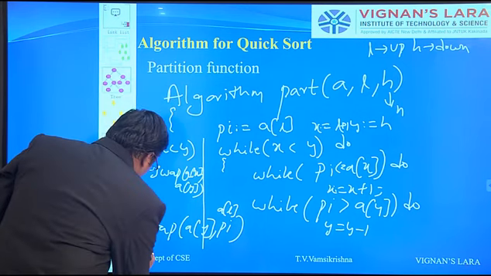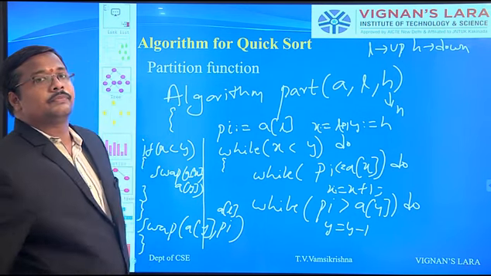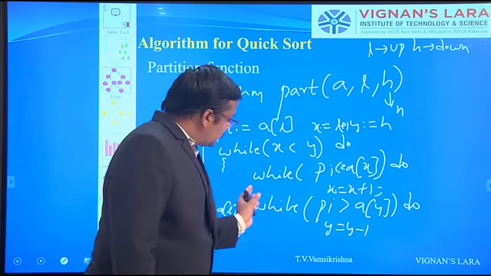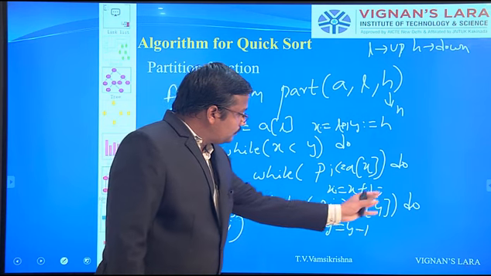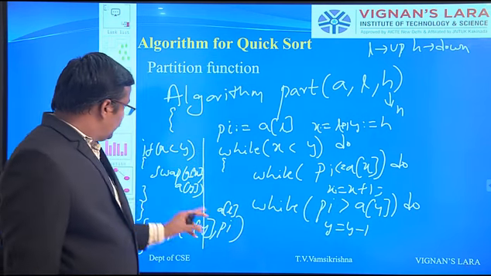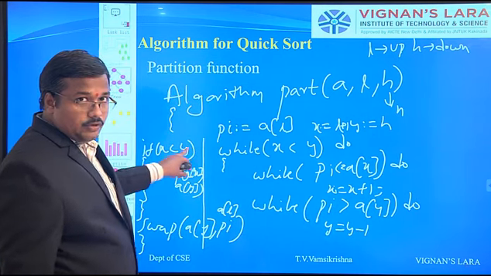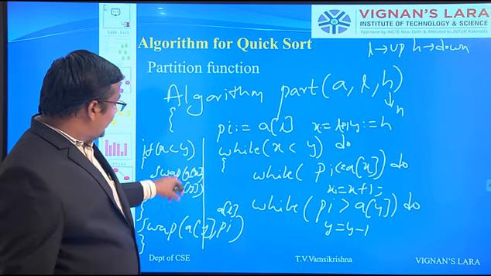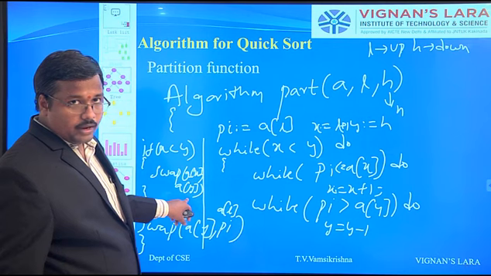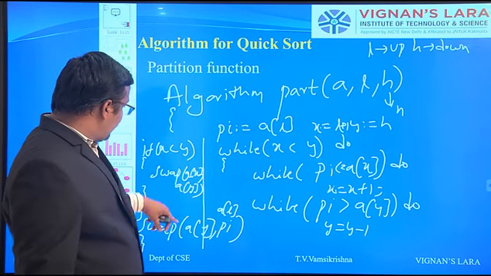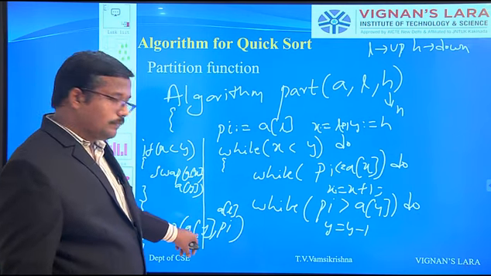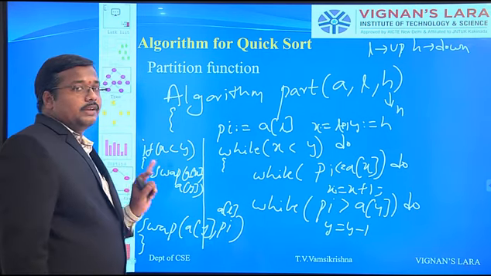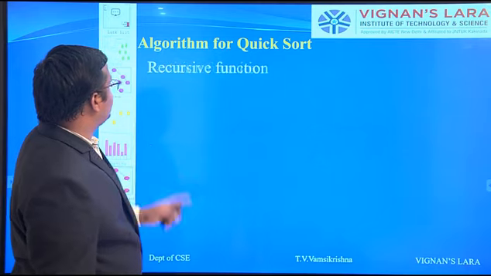So this is the partition function. One loop moves from left to right, one loop moves from right to left. We need to check the X value and Y value, where it breaks. So if X less than Y, swap A of X, A of Y. Suppose the condition fails, swap A of Y comma the pivot element. This is outside the while loop. So this is the partition function.